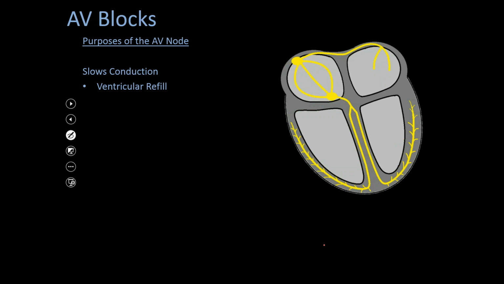Okay, so what purposes does the AV node serve aside from being a secondary pacemaker? Well, it serves a valuable purpose in that it slows conduction velocity from the atria down to the ventricles. So why would you want to do that? Why would you want to slow down the conduction velocity?